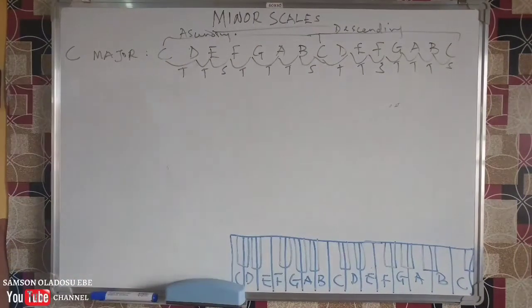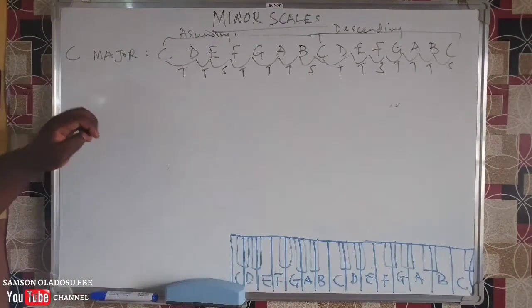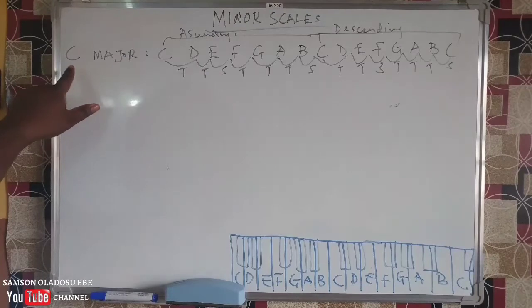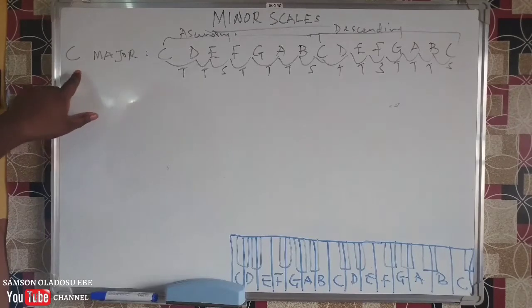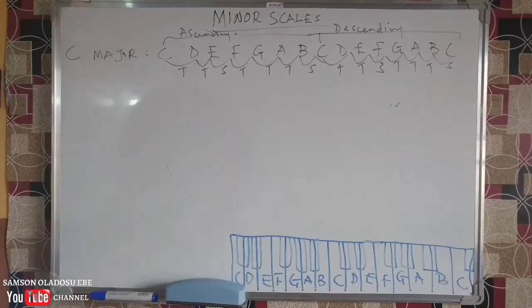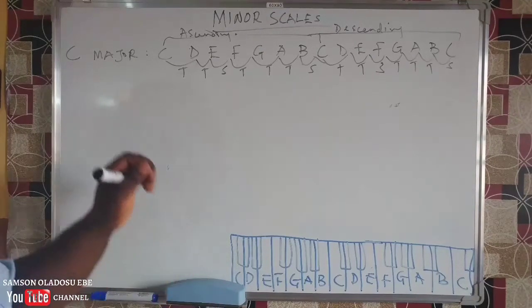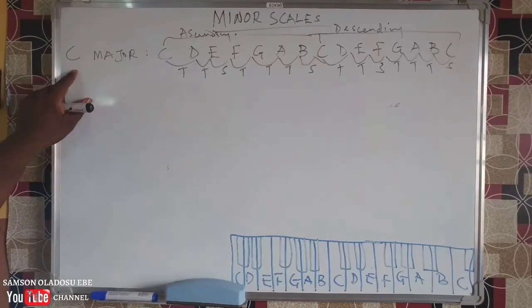Okay, now to get the relative minor of C major, like I said before, every major key has its own minor relative. Now, to get the minor relative of C major, all you have to do is count 3 semitones from C major, 3 semitones backward from C major.